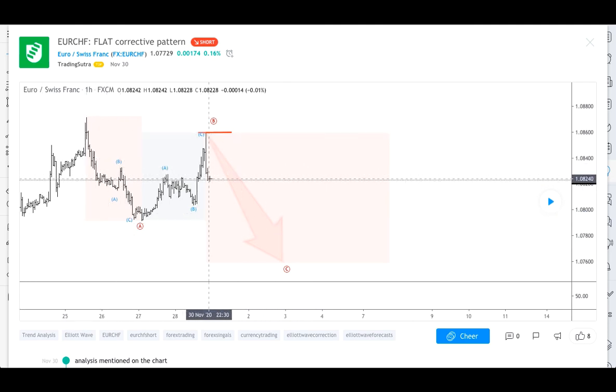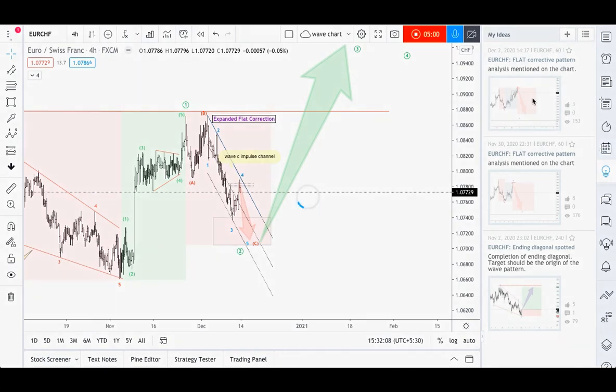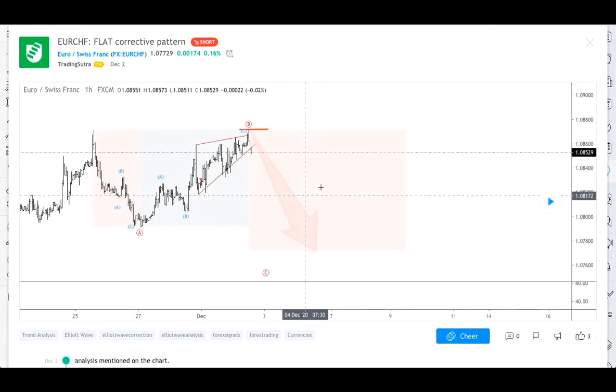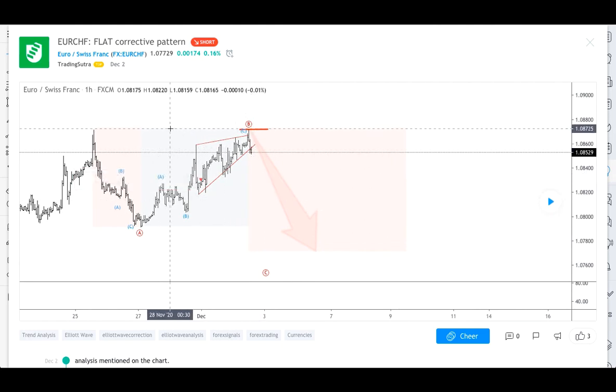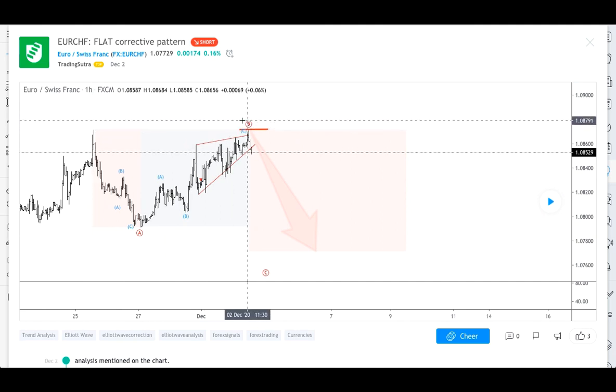It did not retrace up to this level. It just went slightly upward here. So I came up with another idea, that it was not a flat correction but an expanded flat correction, in which wave B gets slightly over the high of wave A. It poked over the high of wave A, and from that high it gave a downside movement.